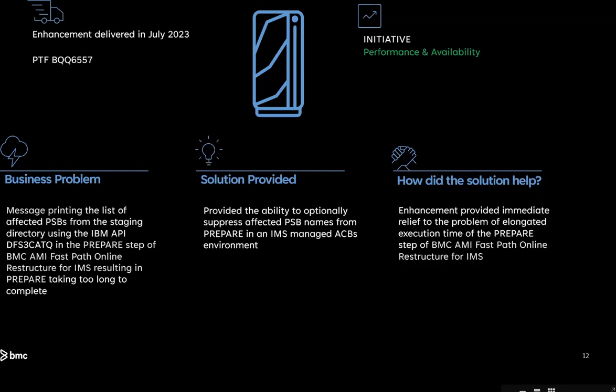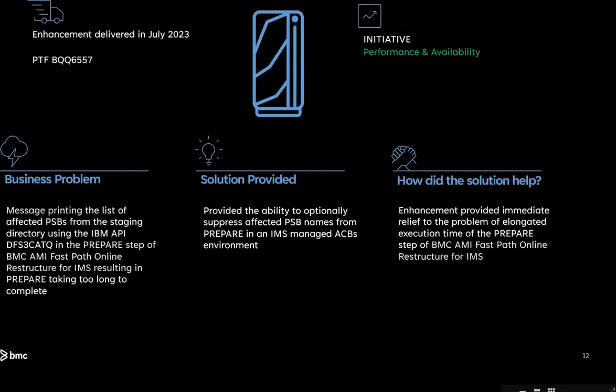So the solution provided: we added a keyword in the PFPOPS DD. This particular product has a specific DD called PFPOPS, the PFP options DD. So we added a keyword in that PFPOPS DD to allow the suppressing of the message which prints out the list of affected PSBs in the prepare step. Now, is that a viable solution? We are just suppressing the message that's listing out those affected PSBs.